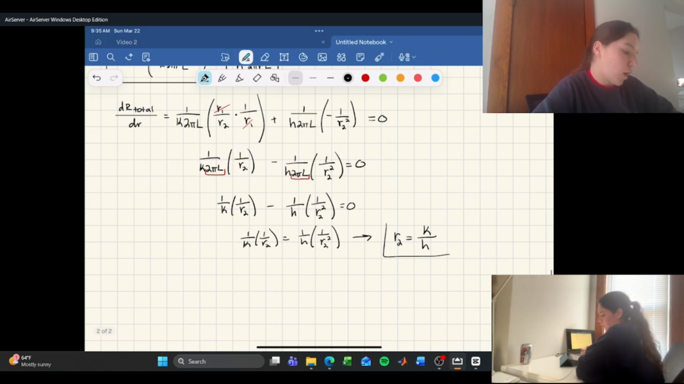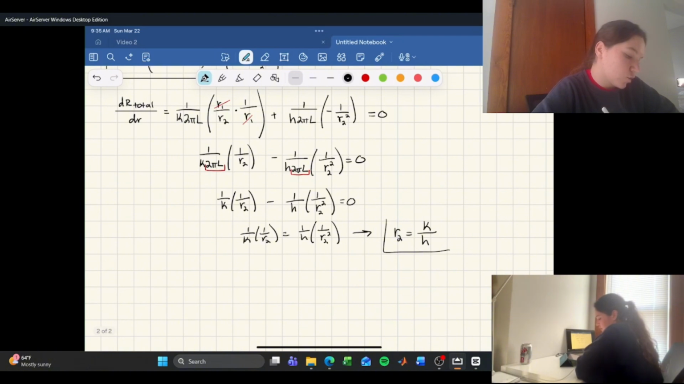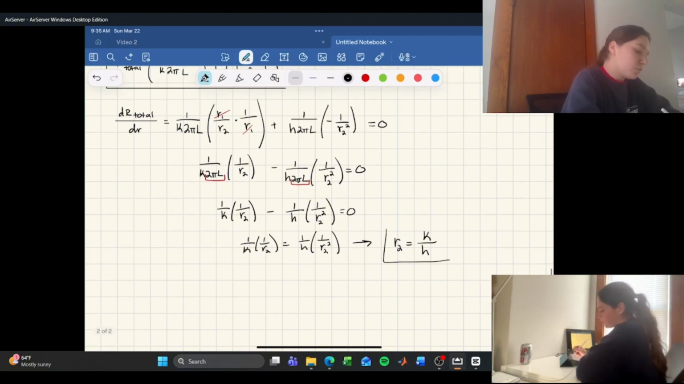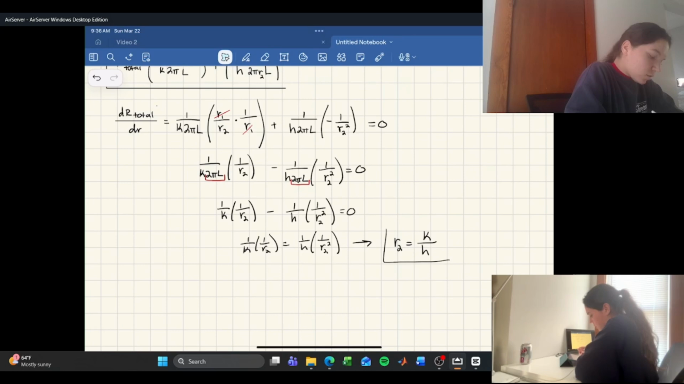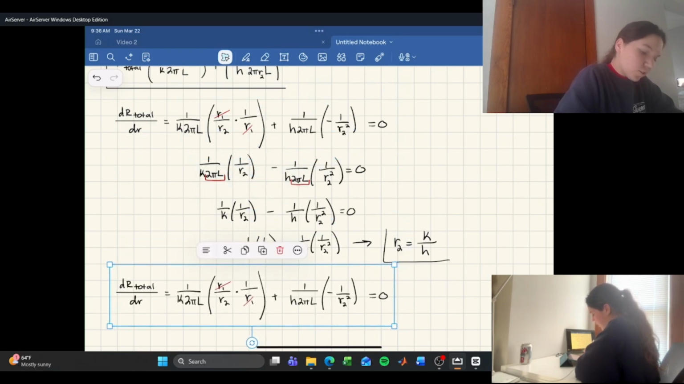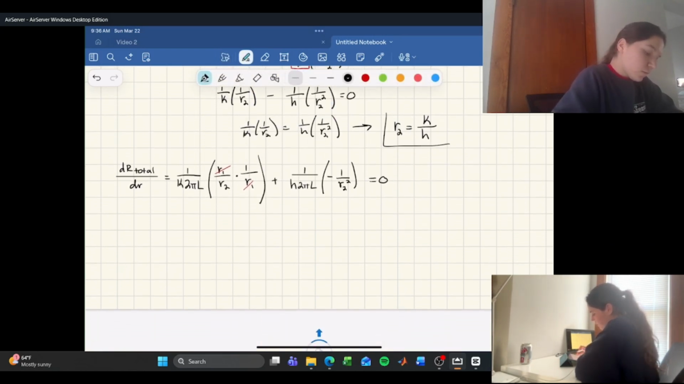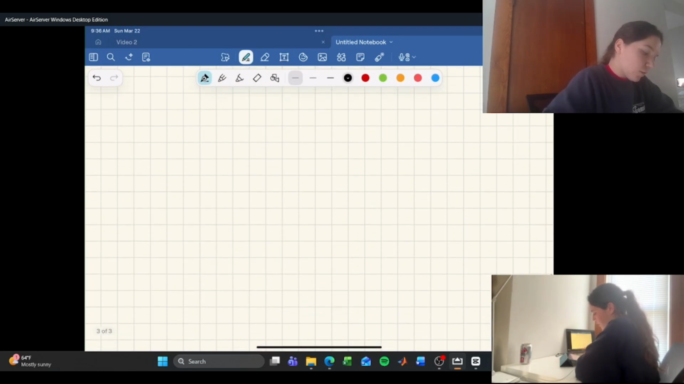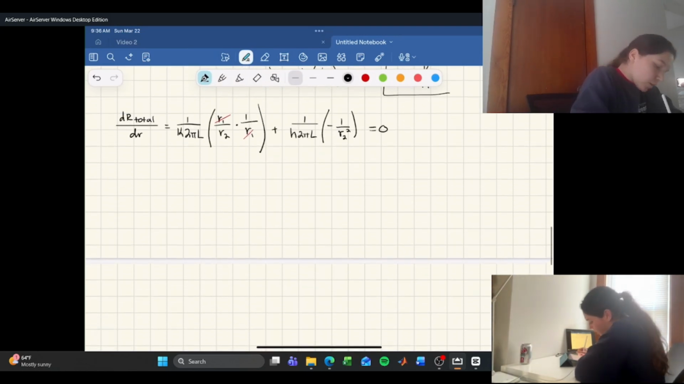But now we want to take the second derivative to see if this is the minimum amount of insulation or the maximum amount of insulation. So I'll just copy this down to here. And we want to take the second derivative of this. So this will be the second derivative of the total thermal resistance over dr.